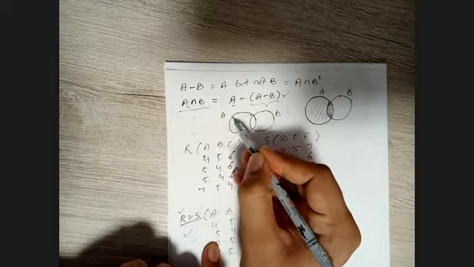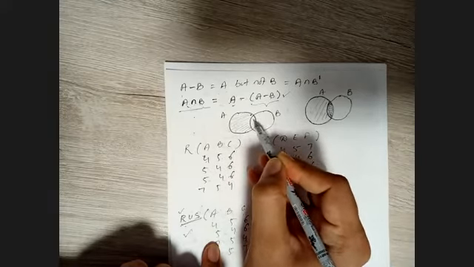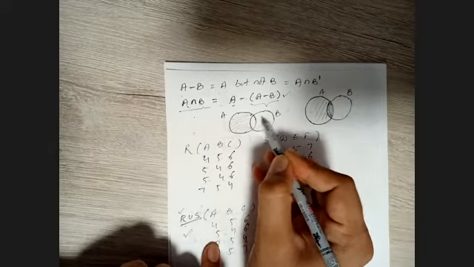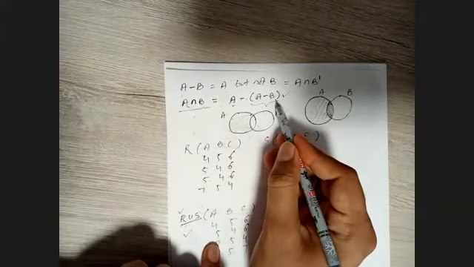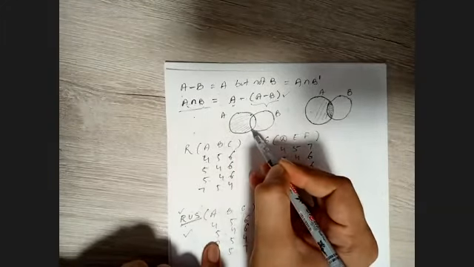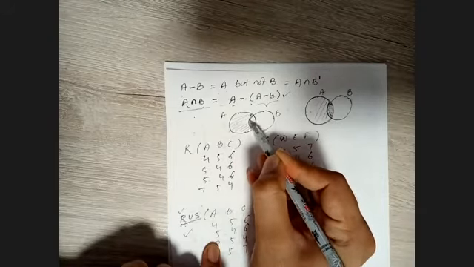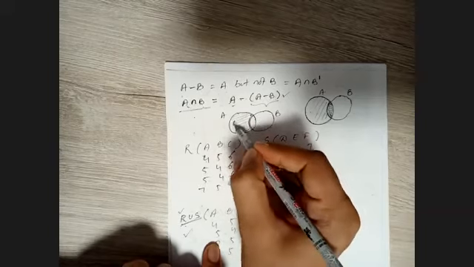Because these are the elements of A but not in B. These are elements which are in both A and B, and these are only B elements. So A difference B will be the elements which are in A but not in B. This part only, the shaded part. Yes or no? Okay, this part is A difference B.